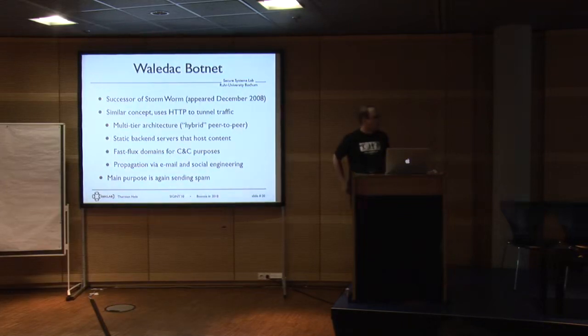It's called Whaledeck. It uses basically a similar concept. The only major change is that it now uses HTTP as a protocol to tunnel the traffic between the spammers and the repeaters. But everything, again, is the same. So we have this multi-tier architecture. We have static backend servers, fast flux domains being used for CNC purposes. They use propagation via email and then social engineering, so tricking people into clicking on the links. So from a conceptual point of view, it's the same as we saw before.